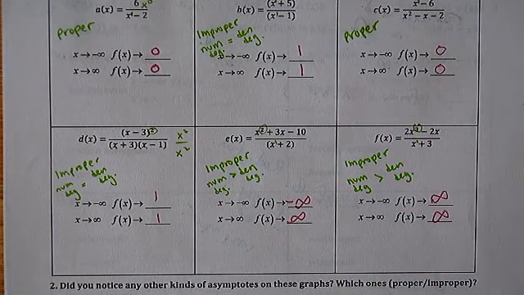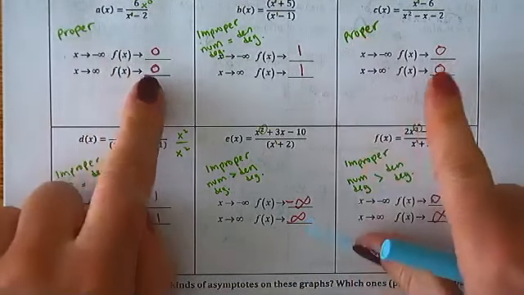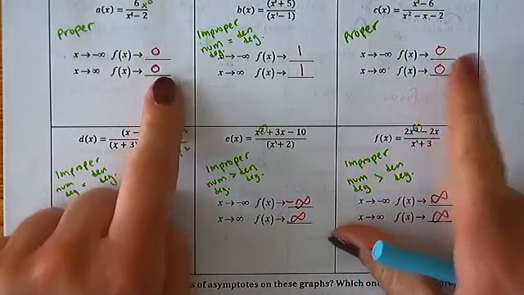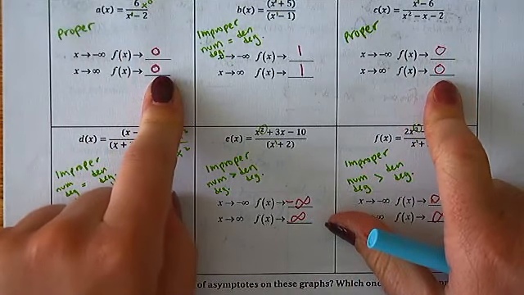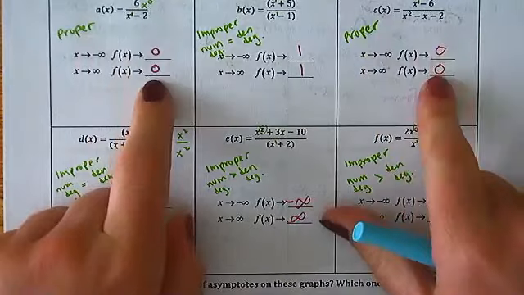So do you guys see any patterns? Take a look at the 2 propers. What were their end behaviors? 0 and 0. So guess what? Anytime that you're working with a proper rational function, its end behavior will always be 0.